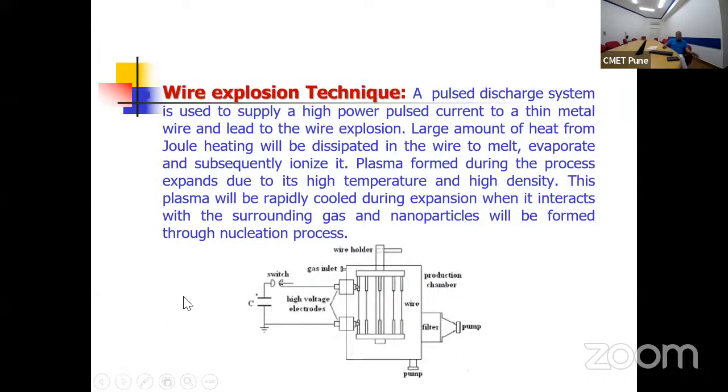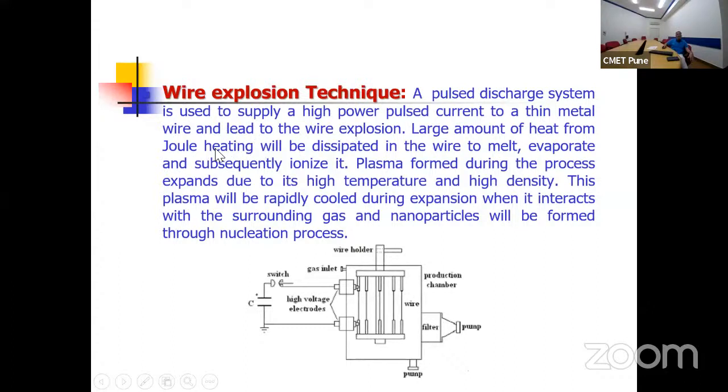Next is wire explosion. It's just like in a bulb. If it fuses, then something is deposited around that bulb. Like that, with a high pulse discharge, one can burn that wire, or you can explode that wire. A high pulse discharge system is used to supply high energy power pulse current to a thin metal wire and lead to the wire explosion.